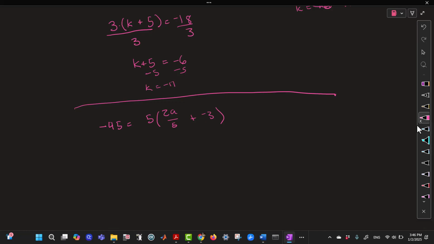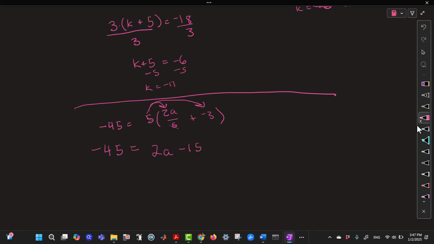I am going to use the distributive property, and the reason why is when I distribute this 5, when I multiply the 5 times this fraction, it'll cancel with the 5 in the denominator, and then I won't have a fraction anymore. And I like not having fractions. So I have negative 45, 5 times 2a over 5, the 5's cancel, and I'm left with 2a. 5 times negative 3 is negative 15, or minus 15.